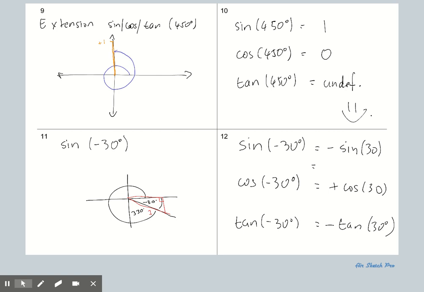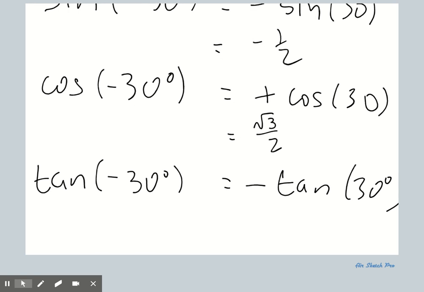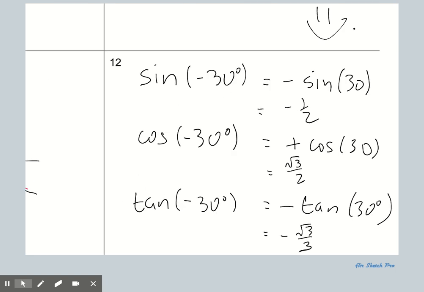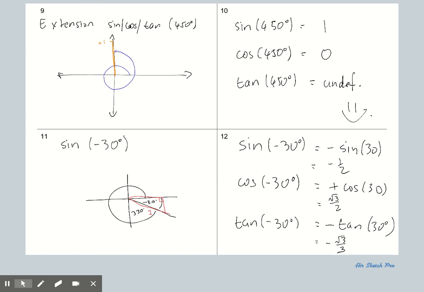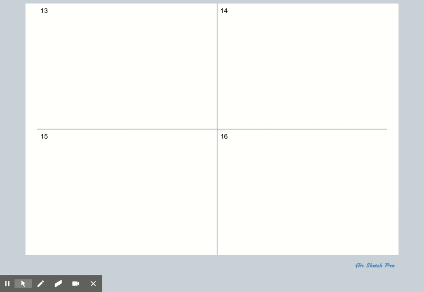Sine of 30 is? Okay. So it's negative 1/2. Cos of 30 is? So it's positive root 3 on 2. And tan of 30, so it's negative root 3 on 3. Just thinking about x, y, and gradient, straight line common sense. What do you think? Okay, next thing for you to think about and to talk about with the person next to you.